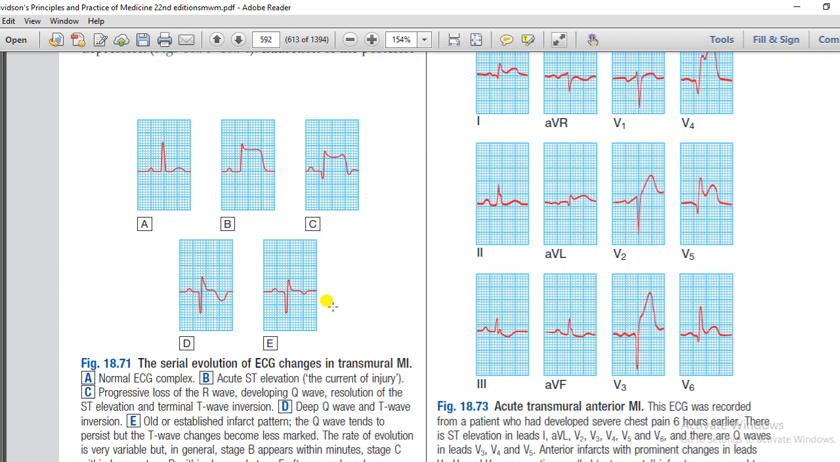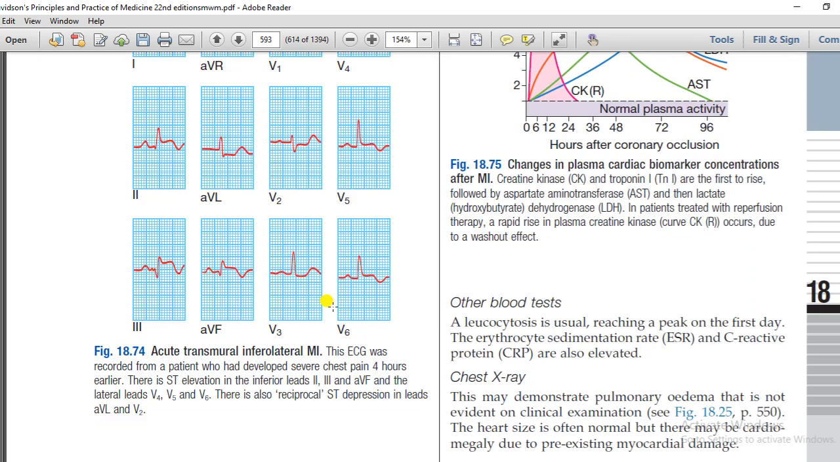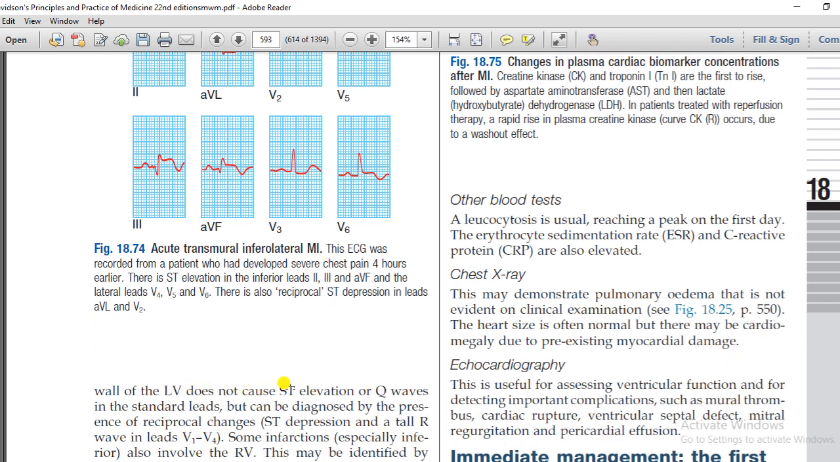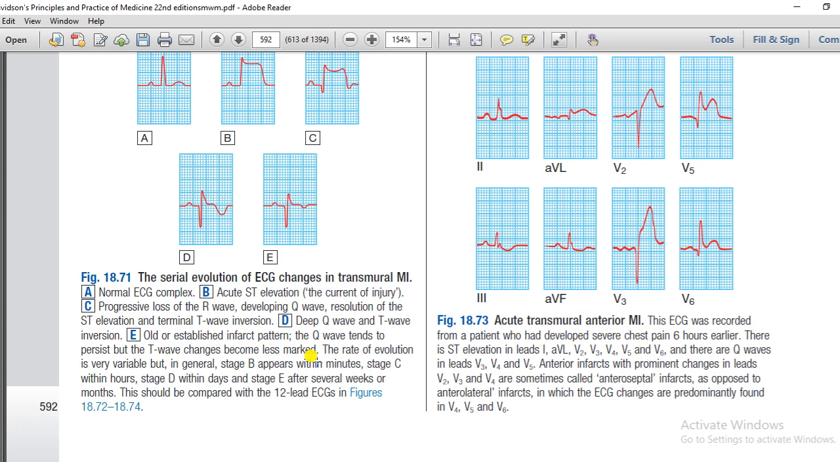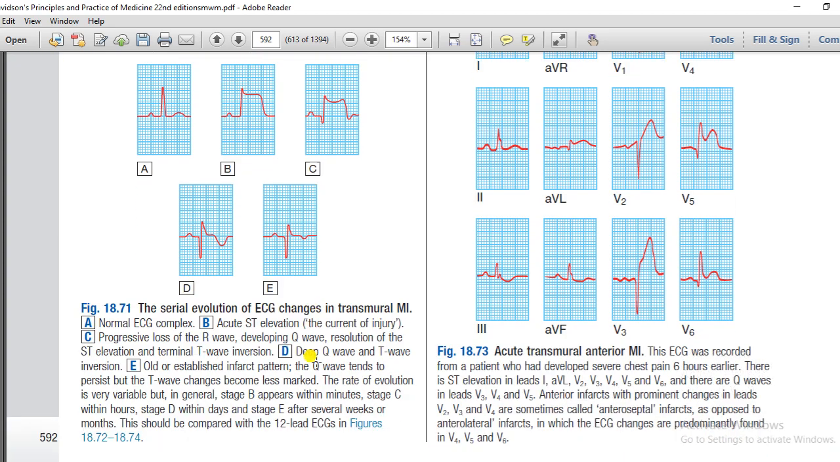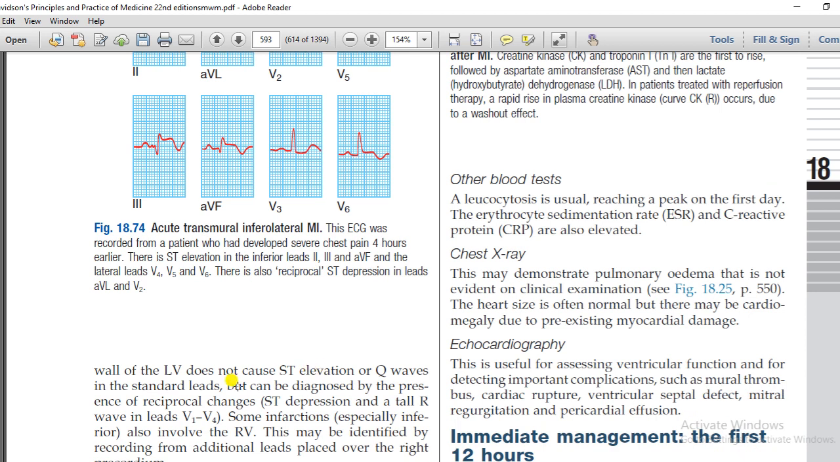Infarction of the posterior wall of the LV does not cause ST elevation. If there is infarction in the posterior part, it won't cause ST elevation or Q wave in the standard leads, but it can be diagnosed by the presence of reciprocal changes: ST depression and tall R waves in leads V1 to V4.